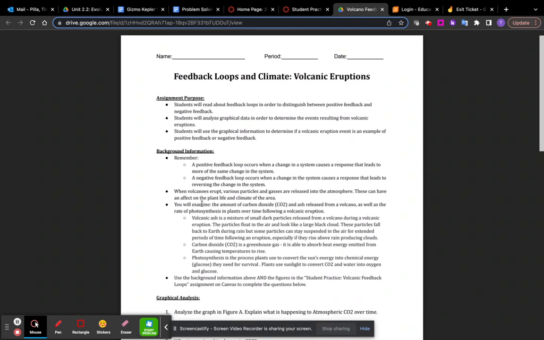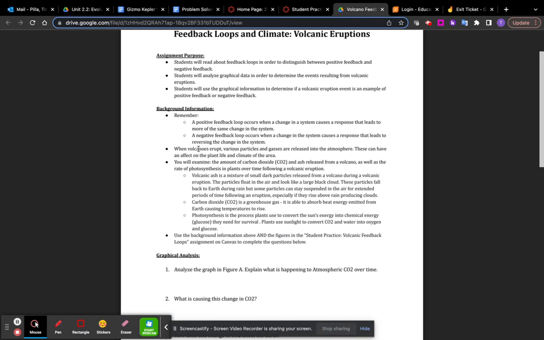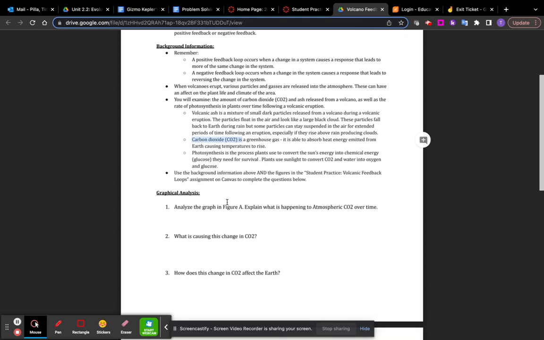So first, what you're going to do is read this background. When volcanoes erupt, it tells you all about what happens. I tell you about ash, what it does. I tell you what CO2 is and what it does. I tell you, well, you know about photosynthesis, but I remind you what photosynthesis is and what it does.